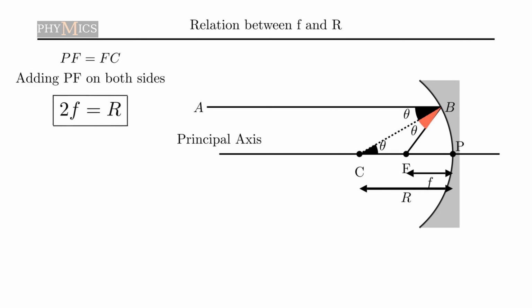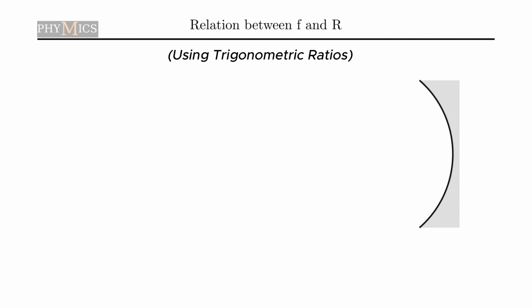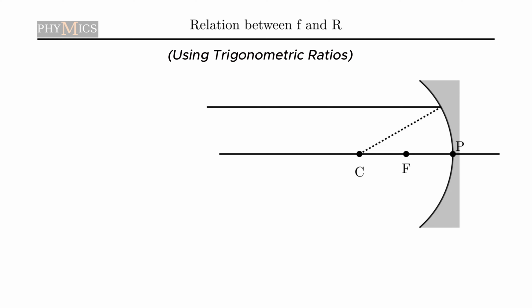Moving further, let's understand the proof of the above relation using trigonometric ratios. Though this method is slightly technical and requires the knowledge of basic trigonometric rules, it is suitable for higher classes. The method begins with the construction of normal on the mirror which passes through point C. Next, consider an incident ray AB parallel to the principal axis, which after reflection passes through point F.